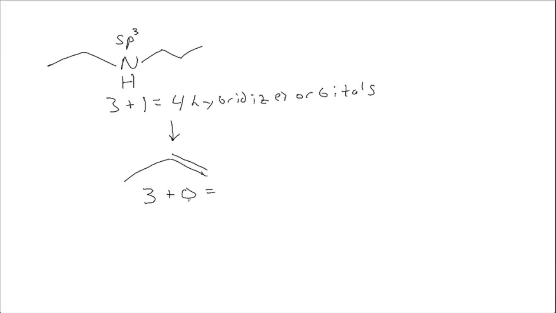So let's see. Where were we? Here this gives 3 plus 0 is 3. So that means there's 3 hybridized orbitals. It's sp2. Remember, we were talking about this example, this carbon. It has 3 attached atoms, 2 carbons and a hydrogen, and no lone pairs, 3 hybridized orbitals, so it's sp2.